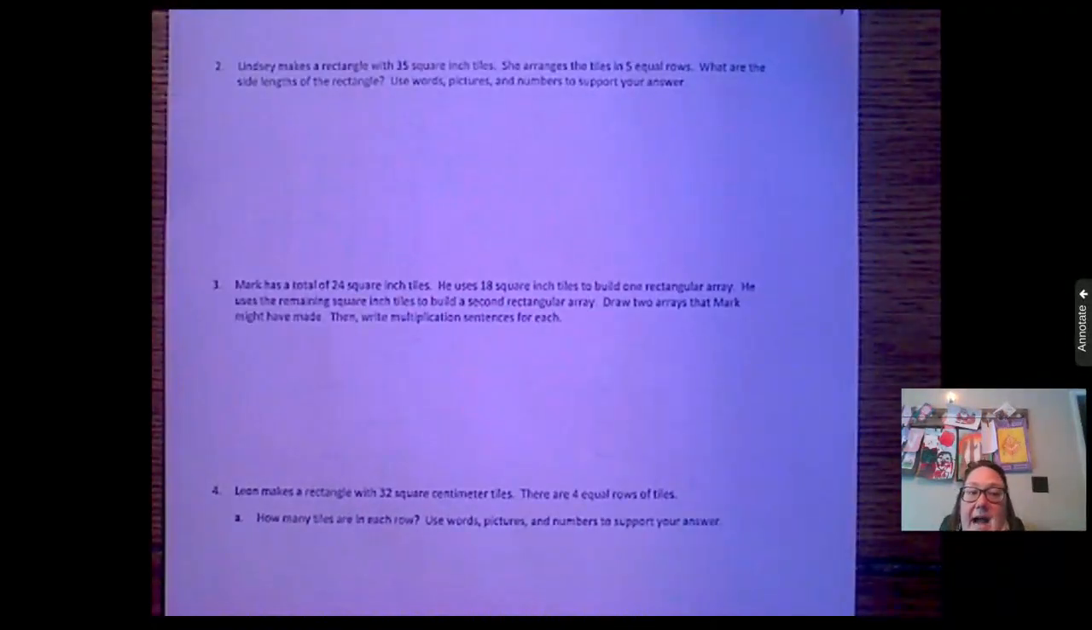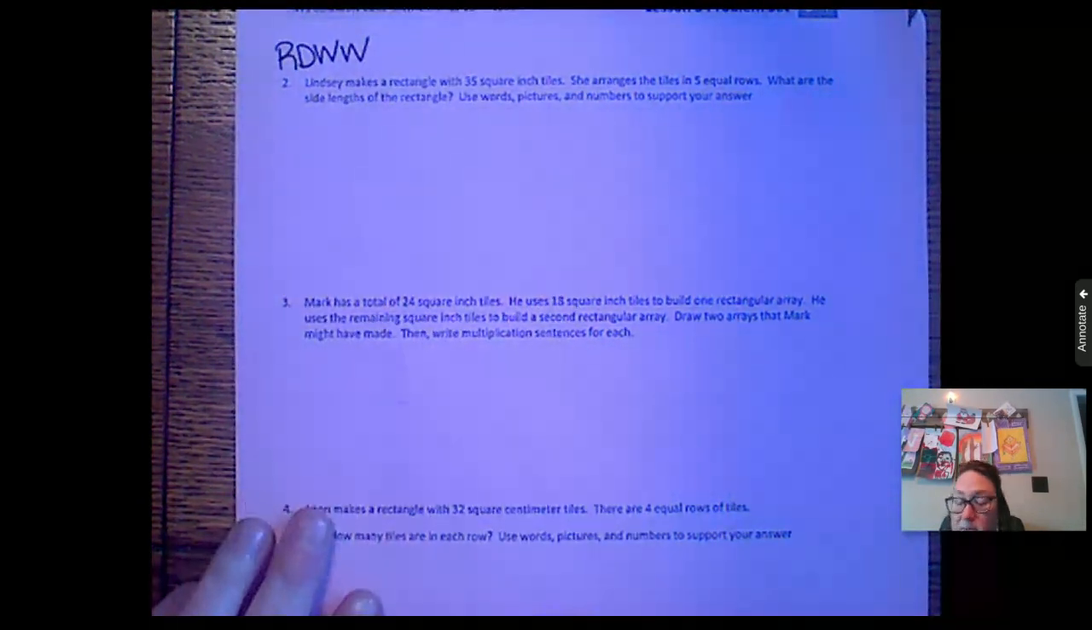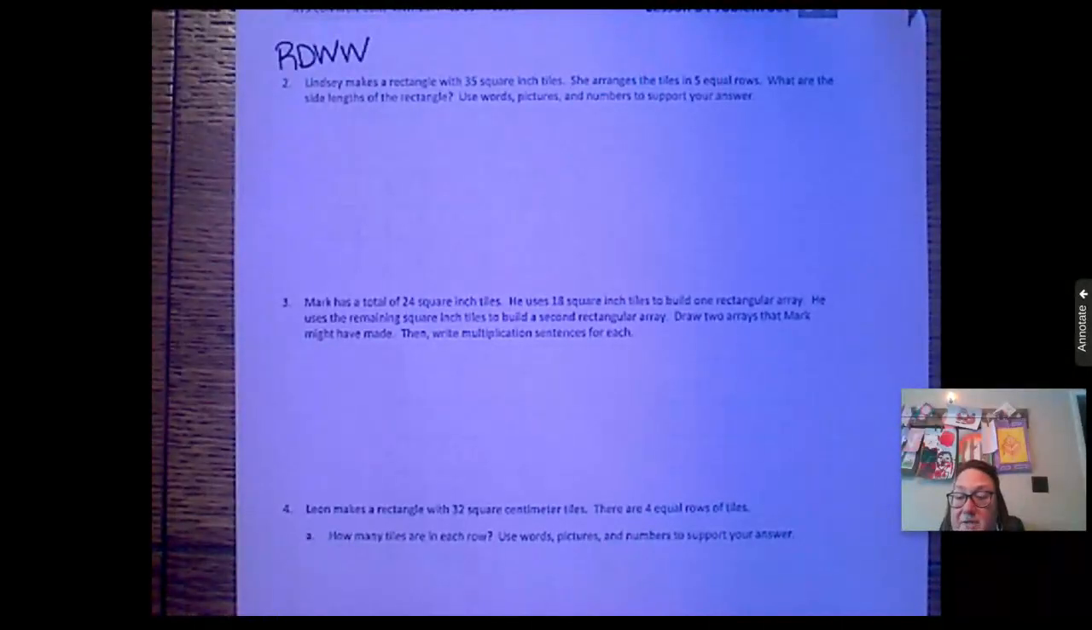All right, on the back, it says Lindsay made a rectangle with 35 square inch tiles. She arranges the tiles into 5 equal rows. What are the side lengths of the rectangle? Use words, pictures, and numbers to support your answer. So we're working with area now, but is this RDWW? It sure is, because it's a word problem, right? RDWW.